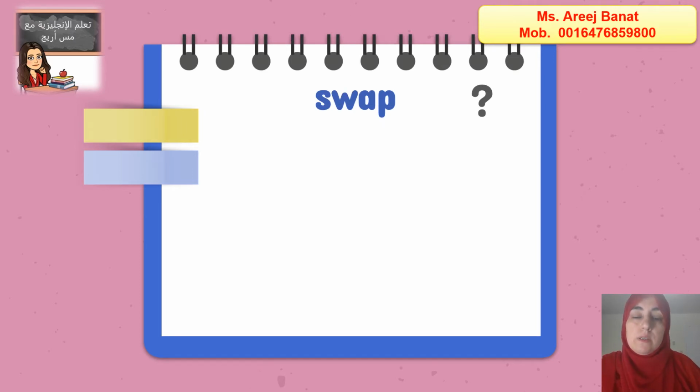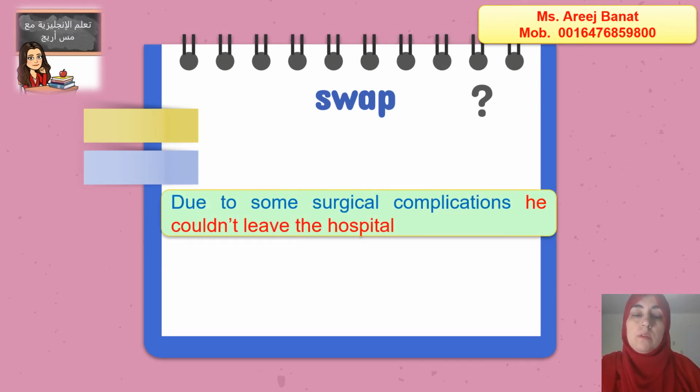So now let's try something. I'm going to swap these two parts. As you can see here, I decided to put the dependent clause at the beginning and then the independent clause here. So what would I add here? There's something that has to be changed. Let's read it together. Due to some surgical complications, he couldn't leave the hospital. So there is something missing. Actually, you need to add a comma here, as you can see. Of course, you need to add a full stop at the end.